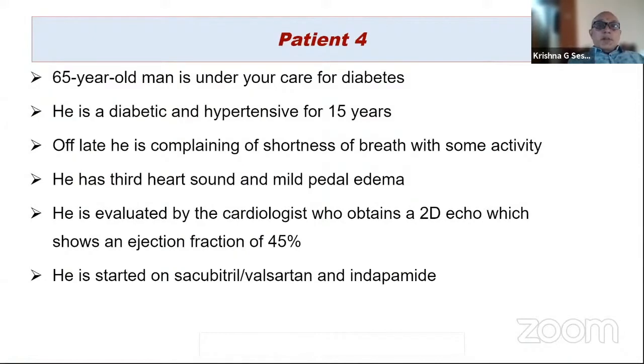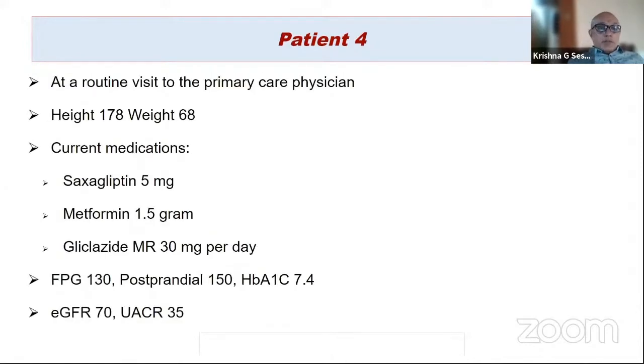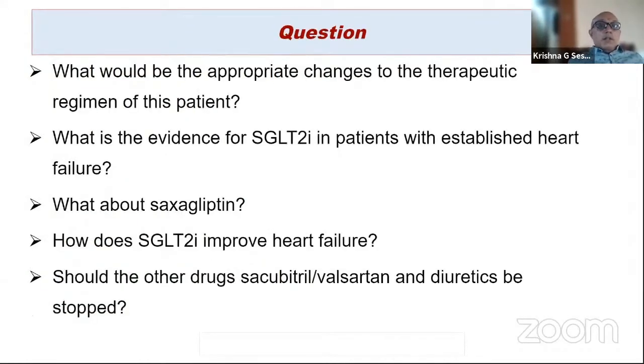This patient is a 65-year-old under your care for diabetes, has had diabetes and hypertension for 15 years, complaining of shortness of breath with some activity, third heart sound and mild pedal edema, has an ejection fraction that's around 40%. So he's on saxagliptin, metformin, gliclazide, eGFR is 70, UACR is 35. So even without the heart failure, he already has some indications to start an SGLT2 inhibitor.